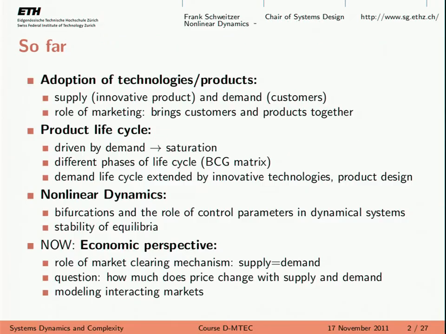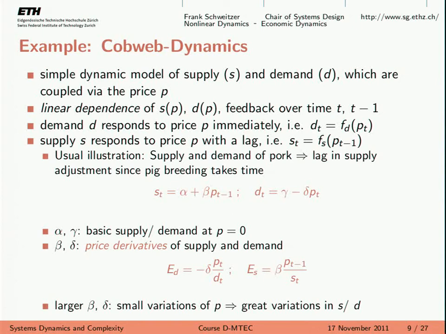This is the setup. We have supply and demand. They're linearly dependent on the price, as we all know. This doesn't have to be the case, by the way, but for our purpose, it's true. The assumption here is that demand adjusts immediately to the price. So if I go to the shop and I see that something has suddenly doubled its price, I can immediately adjust my demand. But suppliers can't really do that.